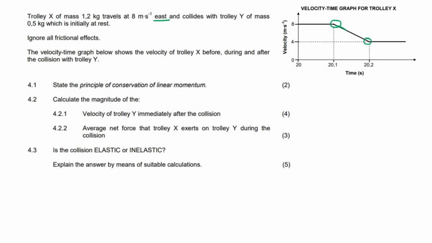Then it collides with another trolley. So you see how it slows down over here. This part over here is where they are busy crashing into each other. And then once the crash is complete, it all settles again, and it carries on moving at 4 meters per second, but it's still going east. How do I know that it's going east? Because this 4 is still positive. If it was going west, it would have dropped underneath to the negative y-axis, and you would have had a negative 4 here.